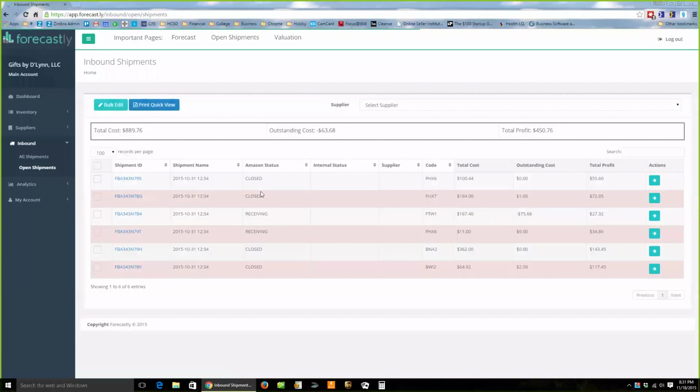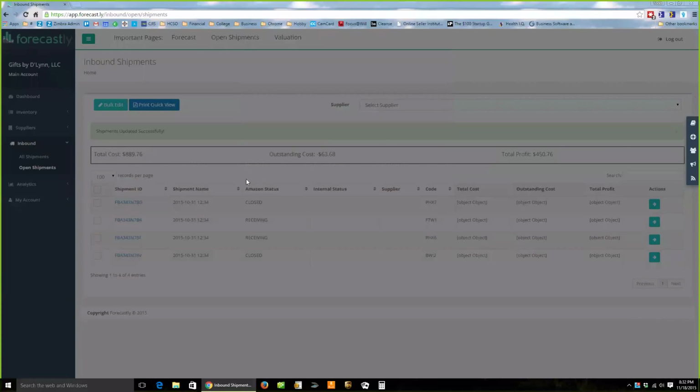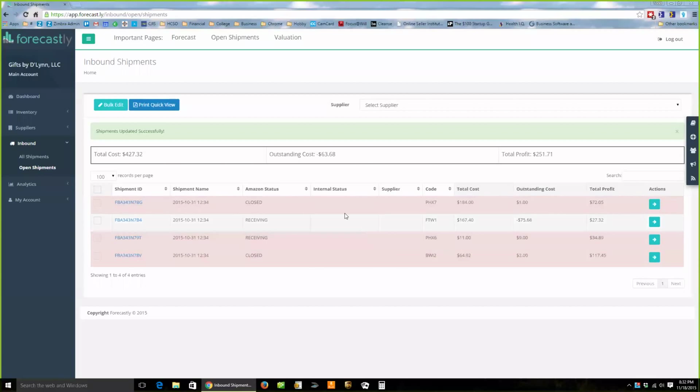The other nice thing is once they're closed and there's nothing missing, so there's no outstanding costs, such as this one and this one, you can go in and set the status to closed, and then they roll off that screen. So you can always just keep tabs of the shipments rather than looking in Amazon at screens and screens of shipments, and some of them say closed or working or canceled or whatever. They're just all over the place. You can keep your own list of shipments here and follow up on them accordingly.